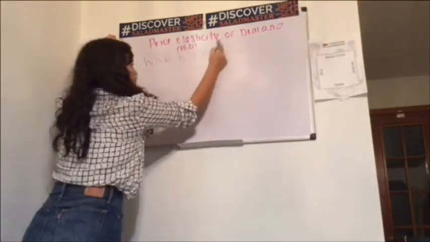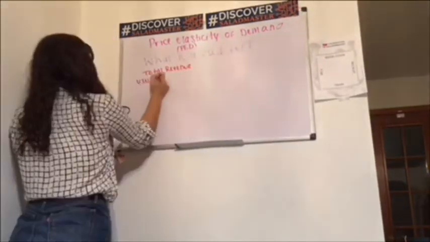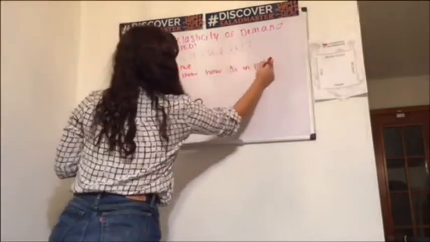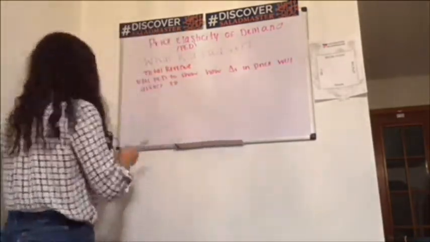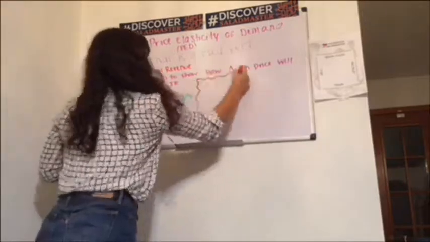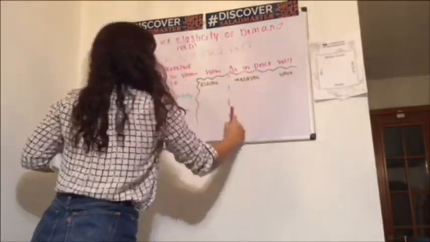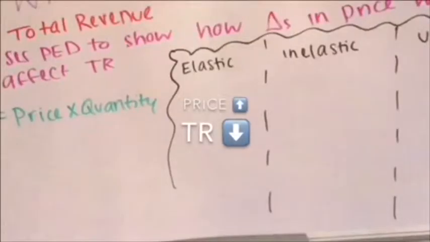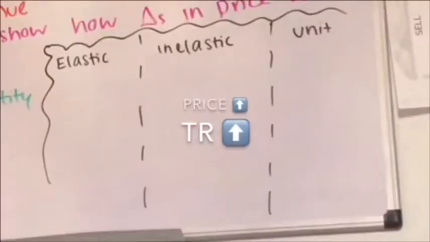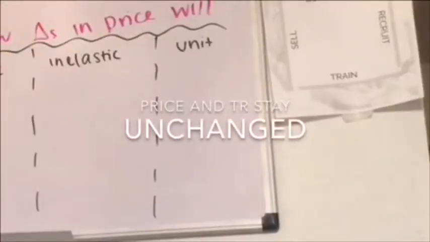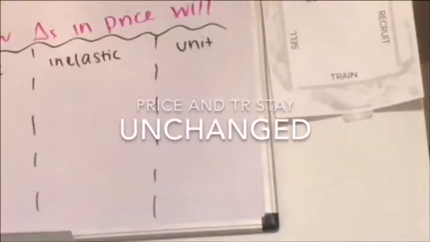So what is PED used for? To calculate total revenue. Total revenue uses PED to show how changes in price will affect the total revenue. Total revenue is calculated by multiplying the price times the quantity. If the price increases and the total revenue decreases, the good is elastic. If the price increases and the total revenue increases, the good is inelastic. And if the price and total revenue stay unchanged, it is unit elastic.